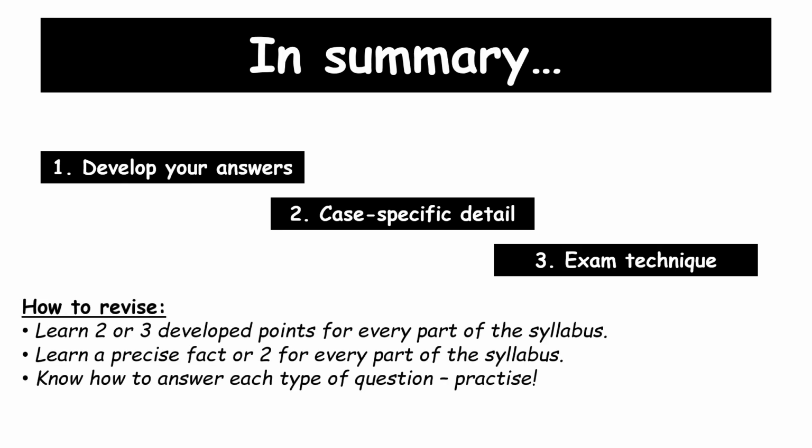Now, when you're revising, this is the way to do it. Learn 2 or 3 developed points for every part of the syllabus. This means then that in the exam, you'll just have learned those developed points. You won't be having to think how to develop them. You can just write what you've learned. Learn precise facts, learn numbers, just maybe 2 or 3 for every part of the syllabus, and practice those exam questions.